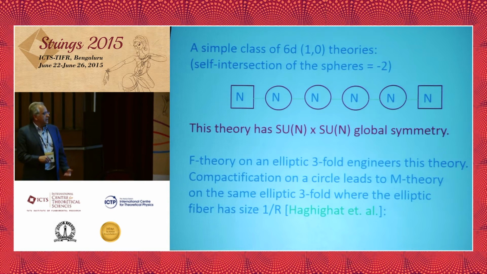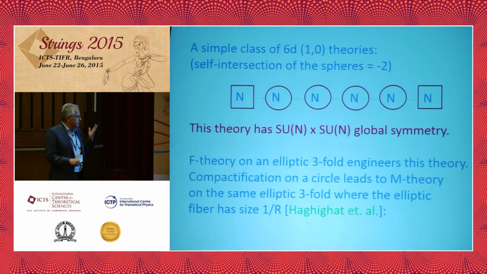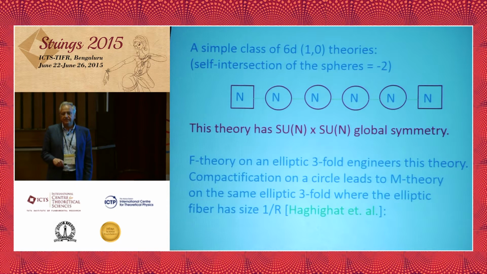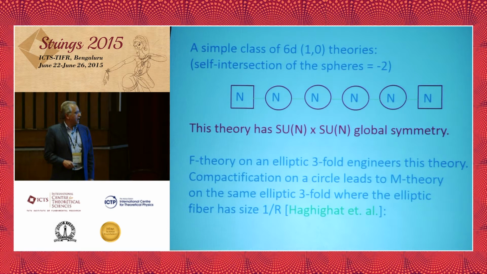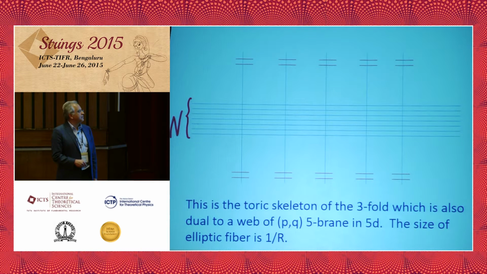So now, again, F-theory you can realize in terms of branes, or you can realize in terms of F-theory on an elliptic Calabi-Yau threefold. And you can then compactify it on a circle and ask, what is this elliptic threefold? And this has been studied. And it turns out the elliptic threefold is given by an elliptic threefold in this form.